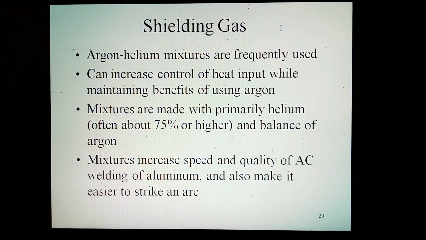Shielding gas. Argon and helium mixtures are frequently used as shielding gas. It can increase control of heat input while maintaining the benefits of using argon. Mixtures are made with primarily helium, which is often about 75% or higher, and a balance of argon. Mixtures increase speed and quality of AC welding of aluminum, and also make it easier to strike an arc.